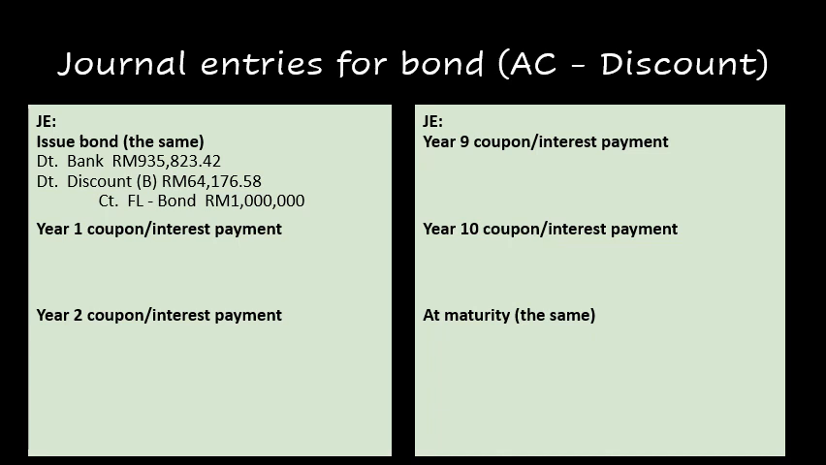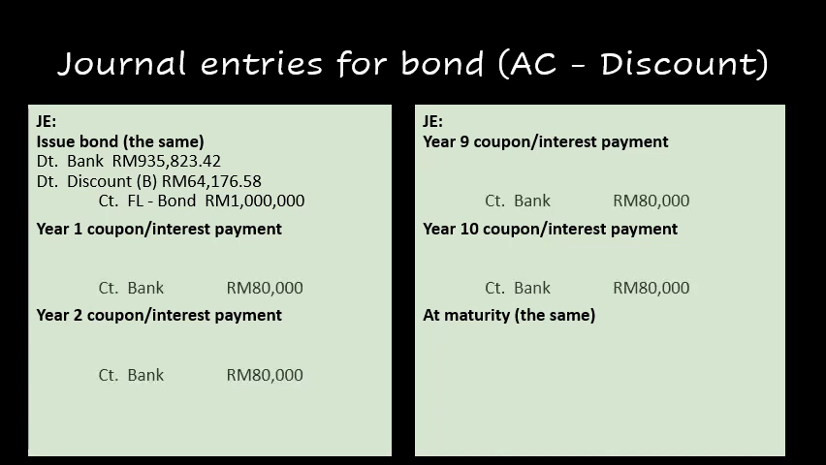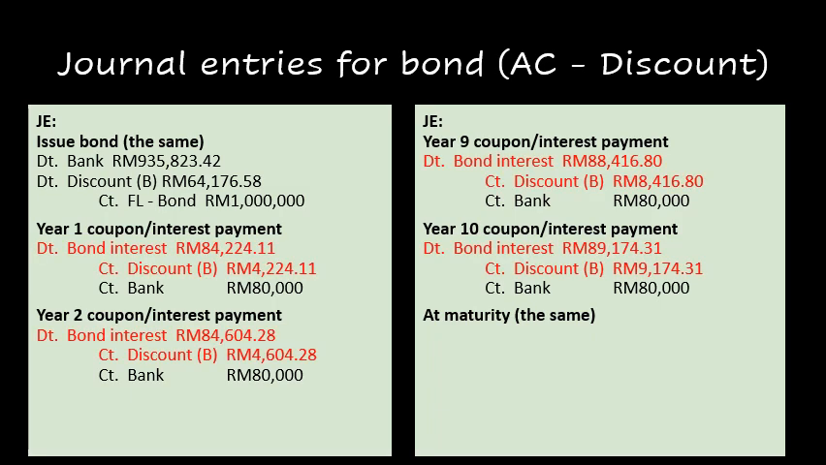At the end of every period, we know that we need to pay a coupon payment promised to bondholders, so we credit bank account 80,000 ringgit. We need to also recognize interest expense and amortizations of bond discount at the same time, so we debit bond interest expense account and credit bond discount account. All of these values are simply taken from the amortized cost table prepared earlier.